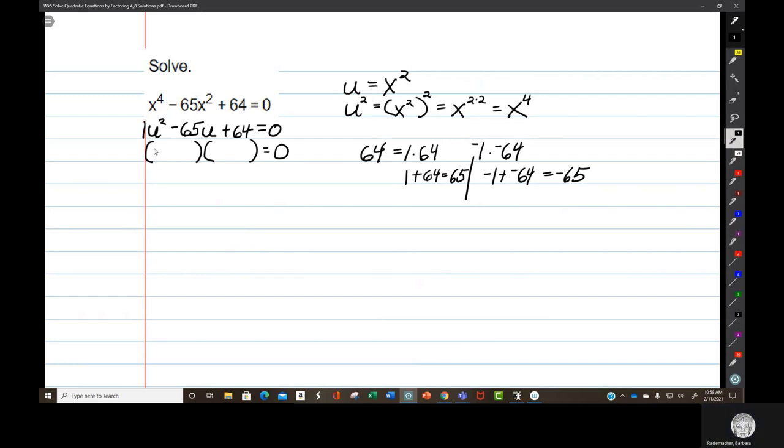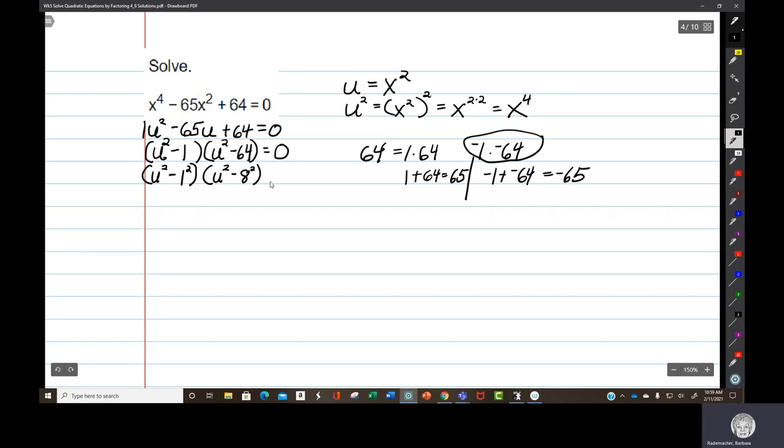All right, let's try this. u squared minus 1, u squared minus 64. Okay, because my numbers are negative 1 and negative 64. Now, something we did yesterday is factor by the difference of two squares. That's what we have here. u squared minus 1 squared. 1 times 1 is 1. And u squared minus 8 squared. 8 times 8 is 64.